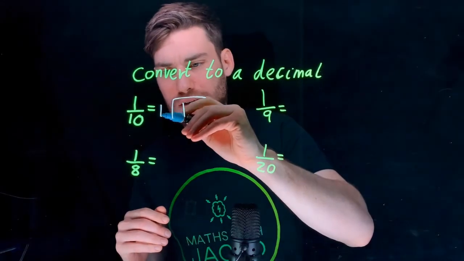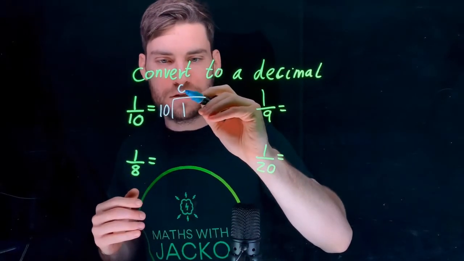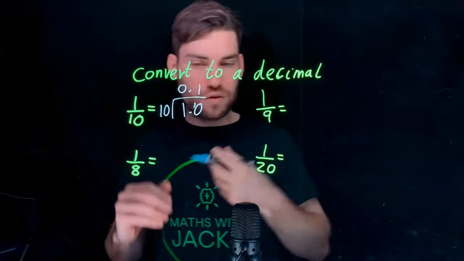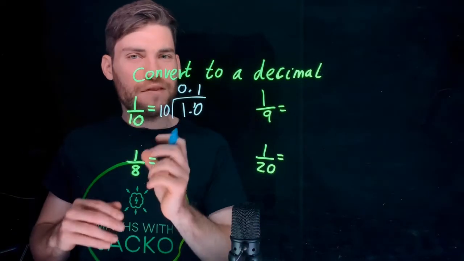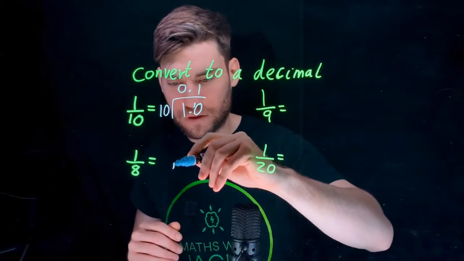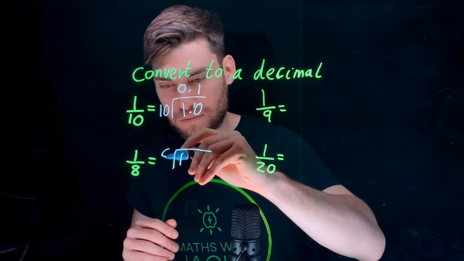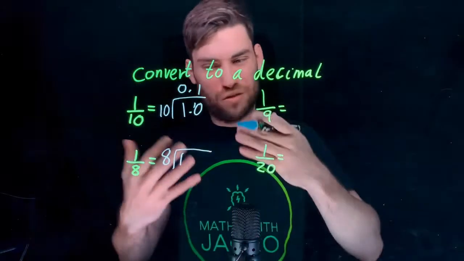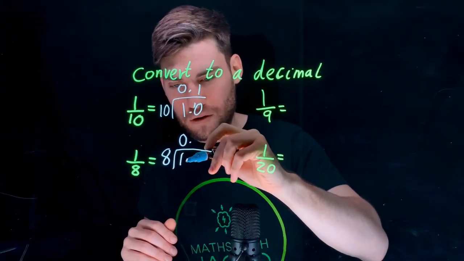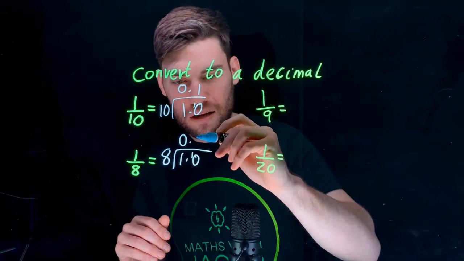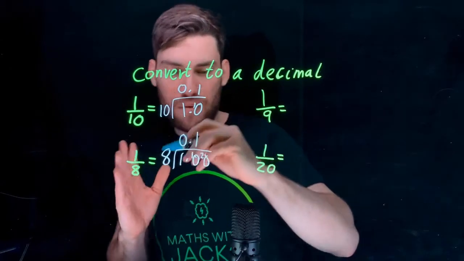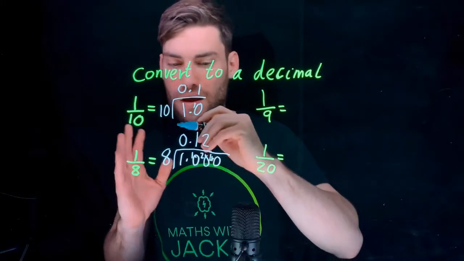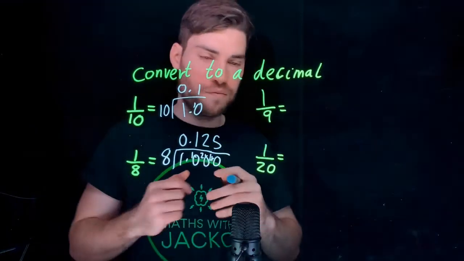So 1 and 10. How many 10's go into 1? That's 0. Carry your 1 over. How many 10's go into 10? That is 1. Next one, an eighth. Hopefully we've seen that an eighth is half of a quarter, okay? So 1 divided by 8, because a quarter is 0.25, an eighth is 0.125, and you'll see it now. How many 8's go into 1? That is 0. Carry your 1 over. How many 8's into 10? That is 1. Carry your 2 over. How many 8's into 20? That is 2. We're going to need another 0, and there's 4 left over. How many 8's into 40? And that is 5.